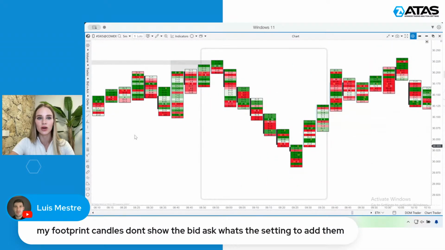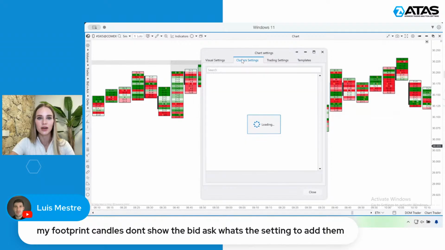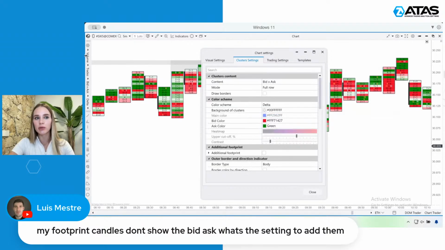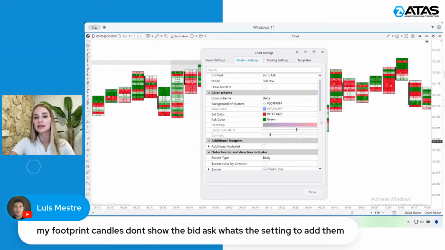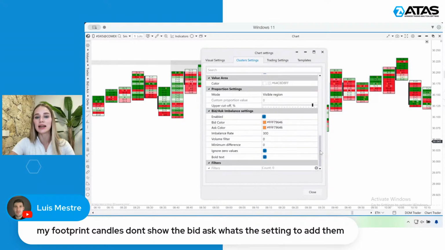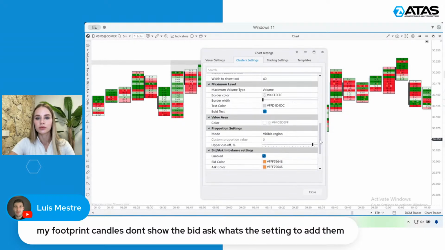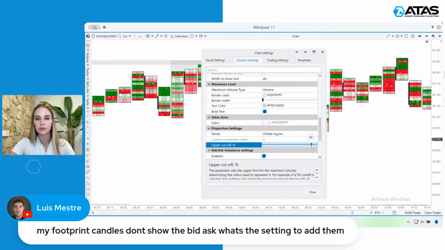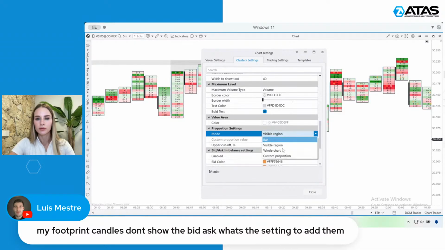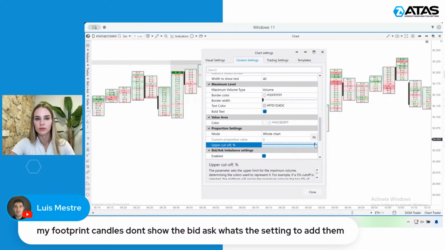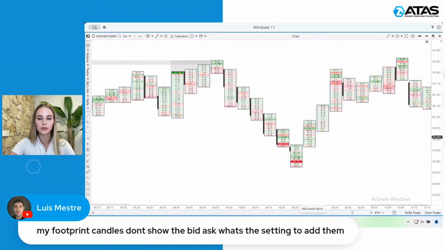And now we need to go and change the settings. And here as well, you will be able to change it to the volume, amount of trades, or simply delta without bid and ask. There we go. Let me go back to the questions.